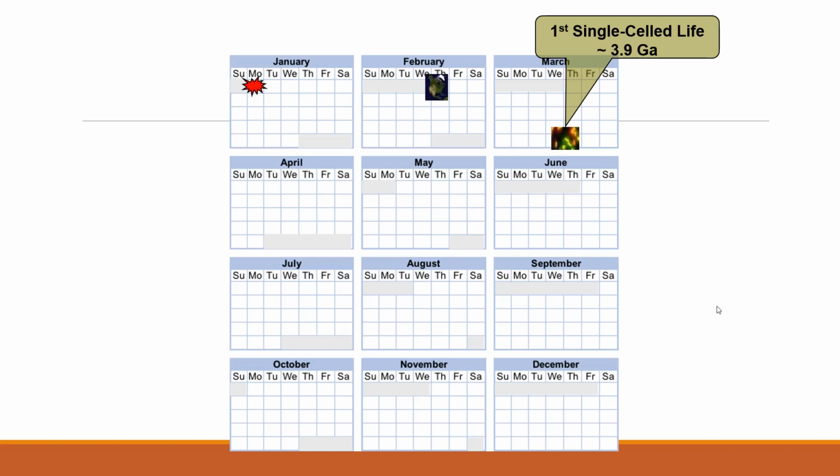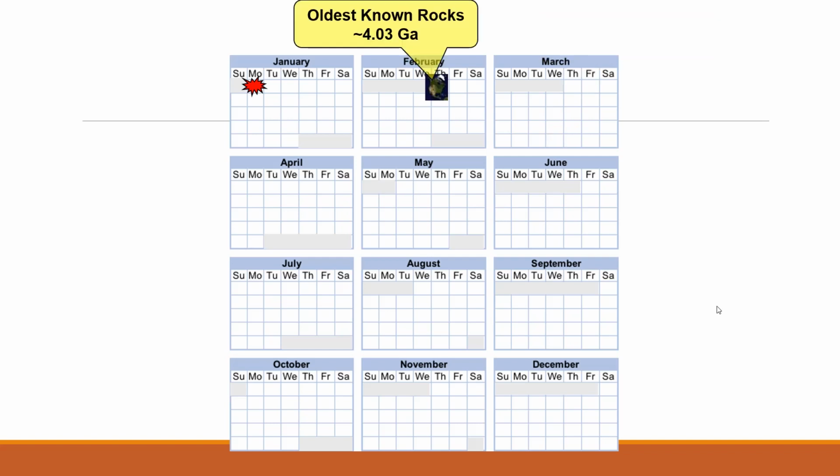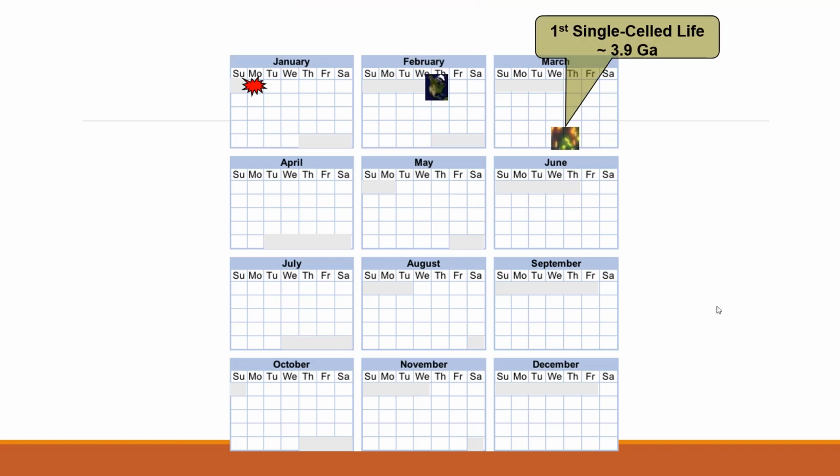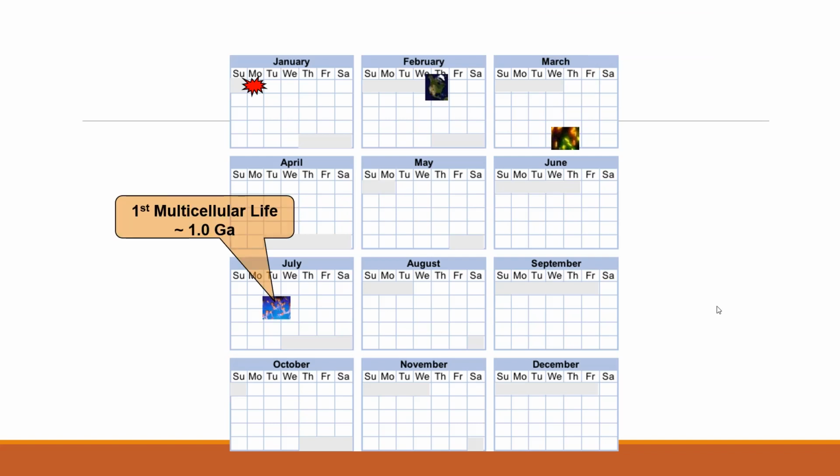That's 500 million years, is a month in this analogy. First single cell life is about 4 billion years, and that's another 500 million years. So each month is like 500 million years. We don't even get to the multicellular life until halfway through the year. This is 1 billion years ago.